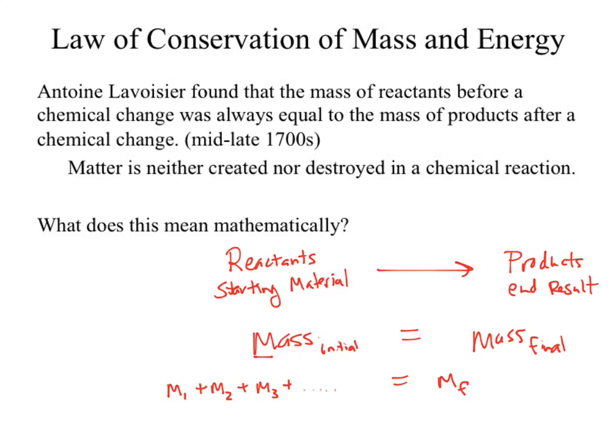So the mastering homework does ask some questions. If you start with, I think what they're using is nitrogen and hydrogen, and they go through a reaction to make ammonia, or a final product, conservation of mass says it has to be the same. The total mass on the initial side must be the total mass on the product side.